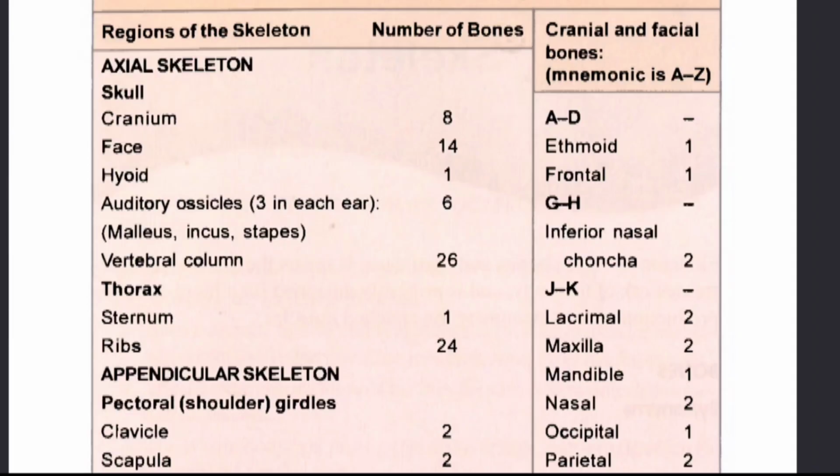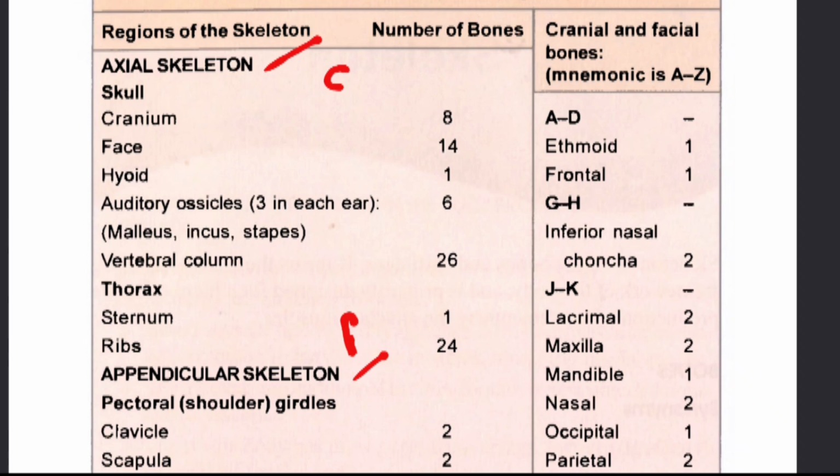So guys, this is a table given for the division of the skeletal system. There is a classification based on regions of the skeleton. We divide it into two parts: one is the axial skeleton and the other is the appendicular. The axial part is the middle part of the skeleton, mainly consisting of the head, chest, and abdomen, and the appendicular skeleton is mainly the periphery. The axial is central and the appendicular is peripheral, regarding the limbs.